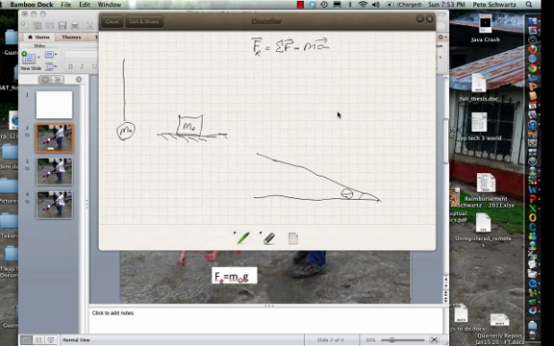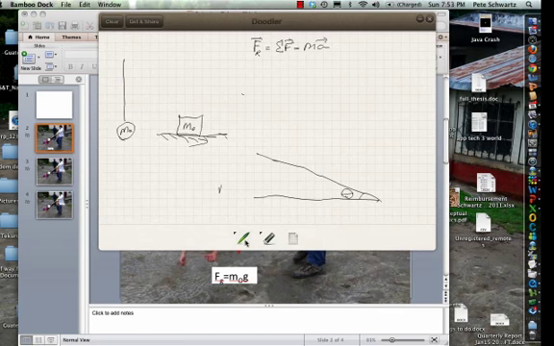Hello. What I want to impress on you is two things today. One is the similarity between a mass on a string and a mass on a surface, and also the importance of the direction of acceleration in determining the outcome of a physics problem. Okay, let's start on the first.